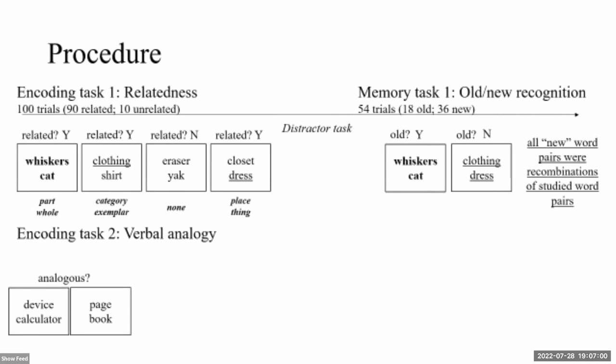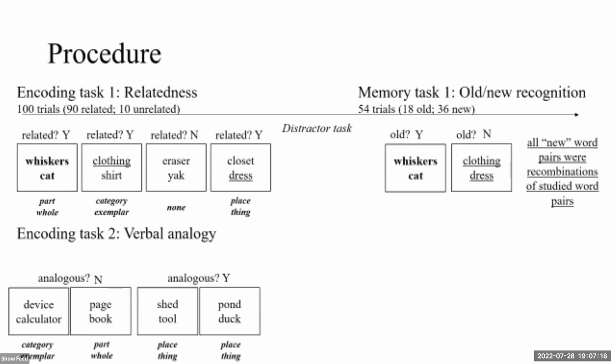people with pairs of word pairs and asked people to judge whether those pairs constituted a valid analogy or not. In this case, the pair of word pairs do not constitute a valid analogy in the sense that they instantiate different semantic relations. So the correct answer on this trial would be no.